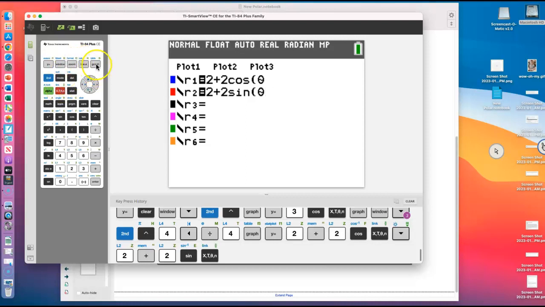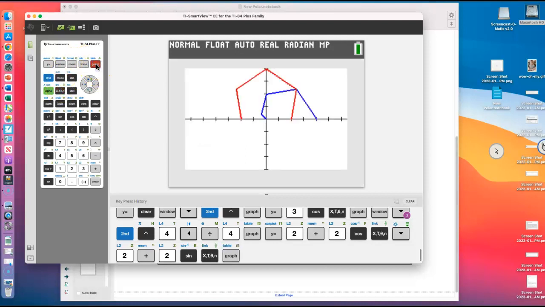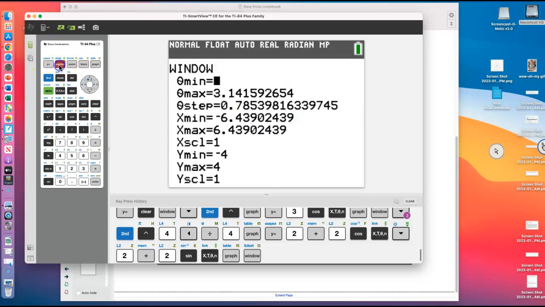When I hit graph, it's goofy. Tell me why. I knew it was going to do that. Number one, I didn't change my theta step back to normal. Theta step is what's causing it to be rigid, okay? And also, I only went from 0 to what? Pi. And I told you, those things mess up your graphs. So if ever your graph is rigid in polar, it means your theta step is off.